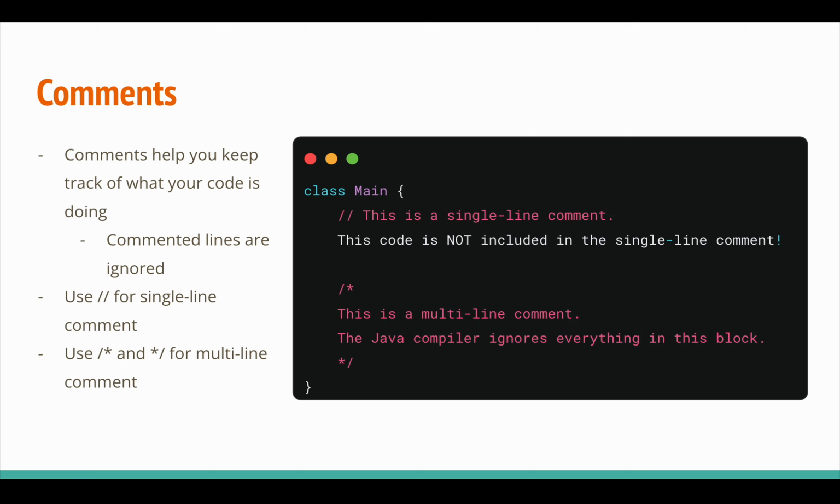Next, we have comments. So comments are a great way to help you keep track of what your code is doing, and commented lines are ignored. So for a single line comment, you want to use double slashes. And for multiple lines, you want to write this slash asterisk and asterisk slash. And here we have an example of what that looks like.